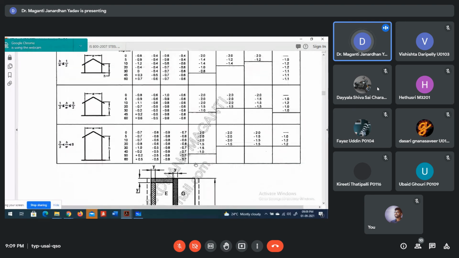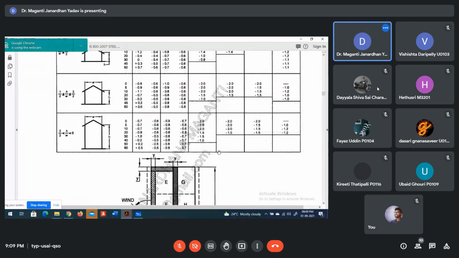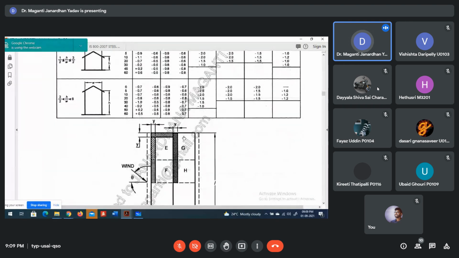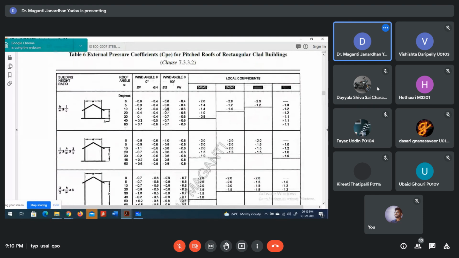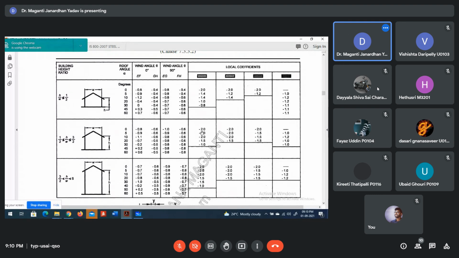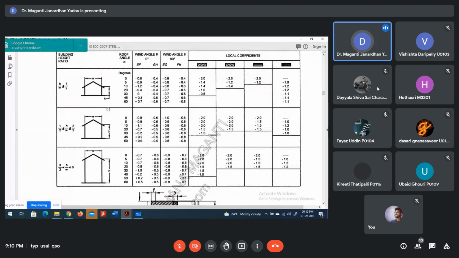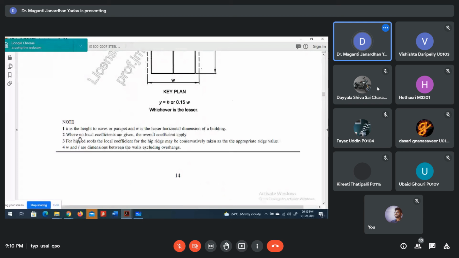So that EF indicates this. You should have a copy of the code book, then only can you look at all these things, otherwise you can't memorize anything. EF and GH, for wind angles theta equal to 0 and theta equal to 90, and various values for various values of H by W. H is the height to eaves or parapet, and W is the lesser horizontal dimension of a building.